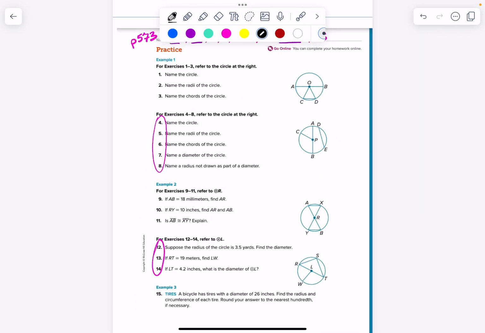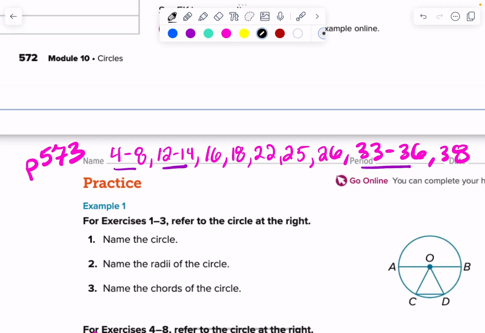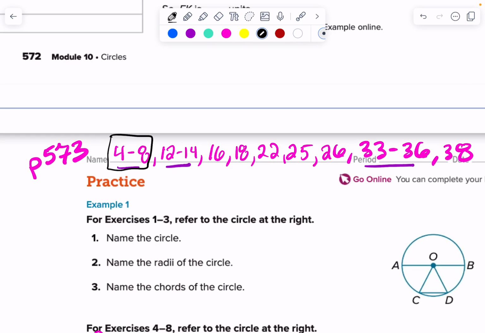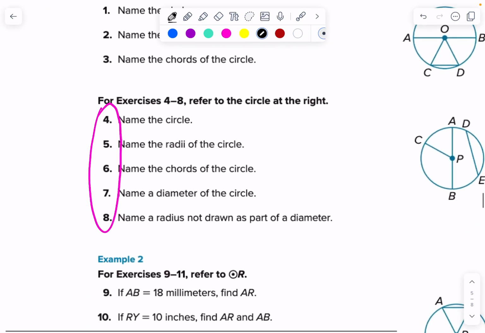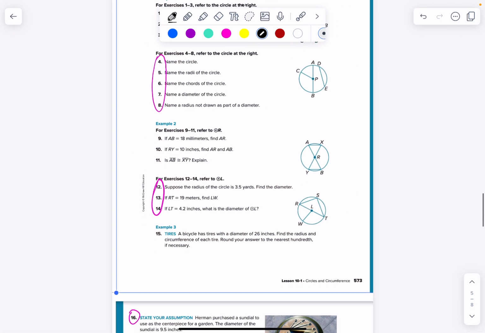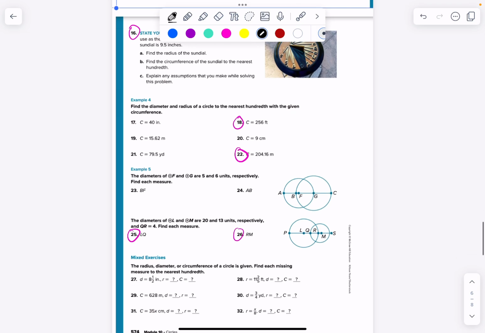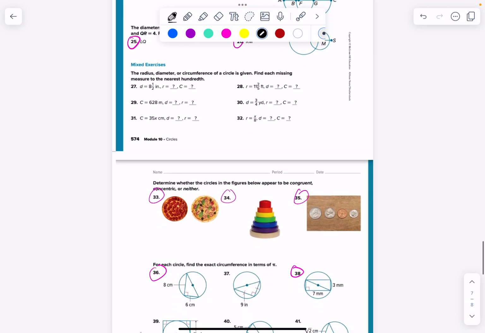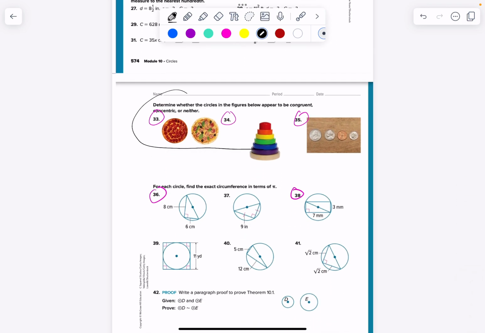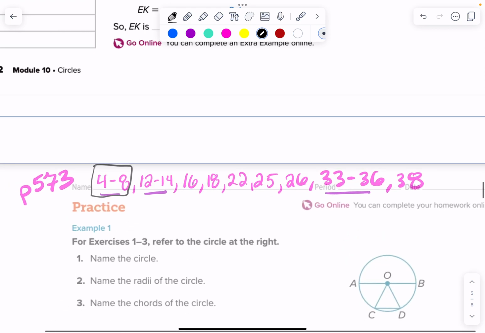A not too hard section, I guess, to start chapter 10. I do have quite a bit of a homework assignment for you, but some of these are very short, like naming everything. Problems 4 through 8 are this whole chunk right here, 4, 5, 6, 7, 8. Those are naming things. Then 12 through 14 is those 3. 16, 18, 22. I'll go back up to the top so you can see these all together. 25, 26, and then 30, 33, 34, 35, 36, and 38. So these 3 pieces.